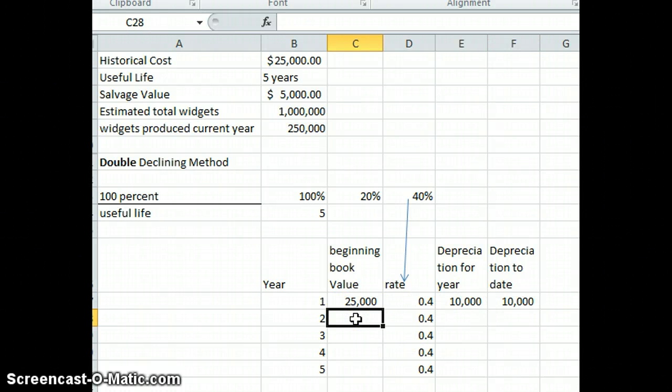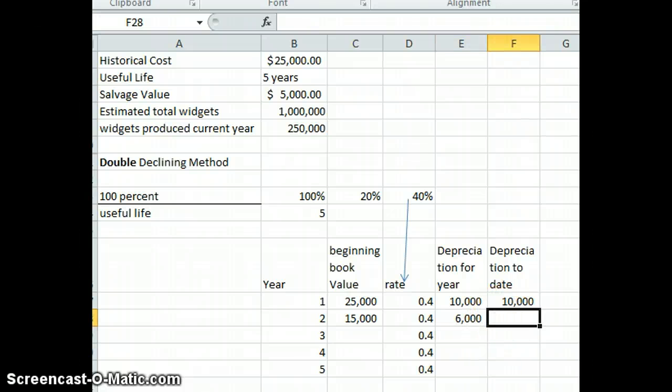So now my book value is historical cost less accumulated depreciation. So we're going to say that this is equal to 25,000 minus depreciation to date. So we'll just subtract that there. So now we have 15,000, and again for depreciation for the year, we're going to multiply it times 40%. So 15,000 times 40%, and we're going to get $6,000.